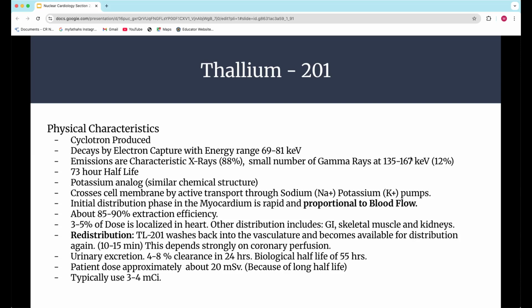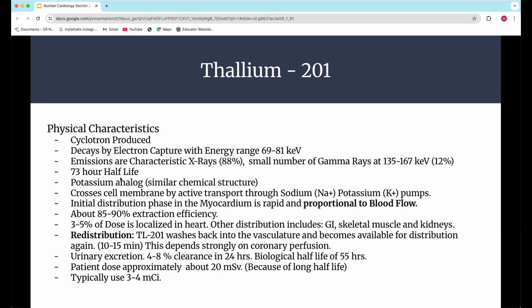You could set a window in your camera to still look at this range and pick up the gamma rays, but because it's only 12%, you're just not going to get enough on your image to really help you out, right? So this is one of the downfalls of thallium. You'll see as we keep talking about it, there were good things it did for stress testing later on, which is why they used it for so long. But it's interesting to see that we actually image characteristic X-rays with this.